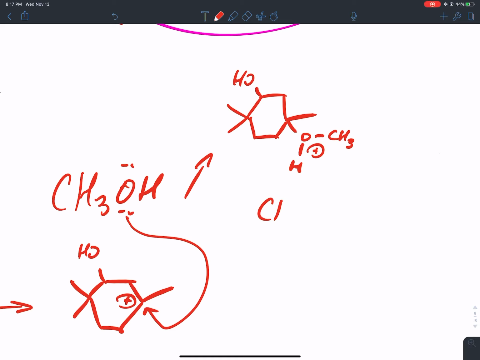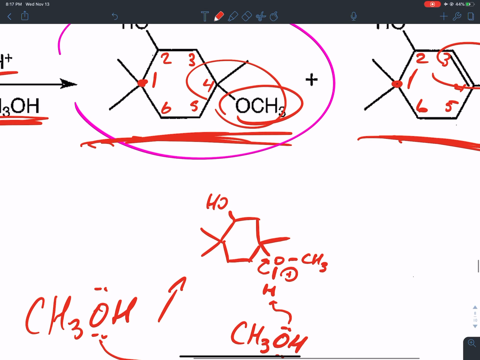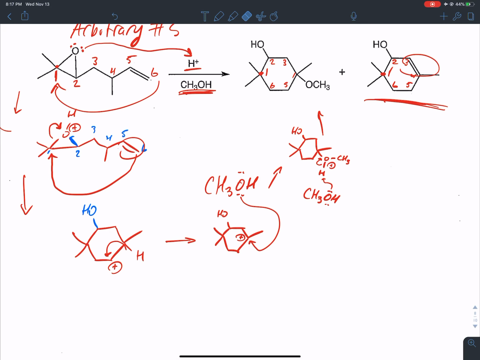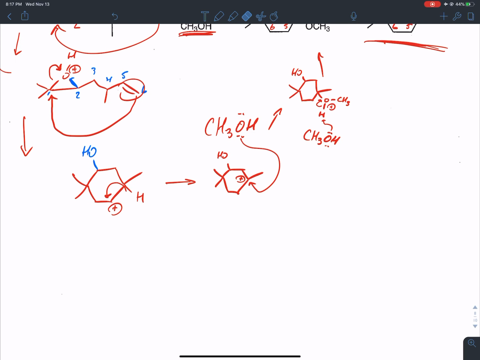Another methanol can come by, grab the proton, deprotonate, put those electrons onto the oxygen, and that leads to the formation of product A. Let's erase some of this craziness. So that got us to product A. Let's go ahead and do a redraw for this. So we got our carbocation back.